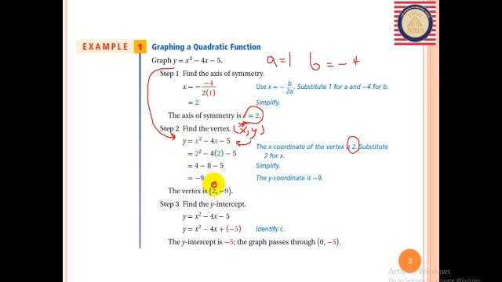So your vertex is x and y. The x we get from the step before, the axis of symmetry, 2, and we get here the y-coordinate of the vertex, which is negative 9. Then the y-intercept. Now we said y-intercept, so put x equal 0, or if your equation is in the form ax squared plus bx plus c, then c is the y-intercept. My c here is negative 5, so my y-intercept is negative 5. Okay?